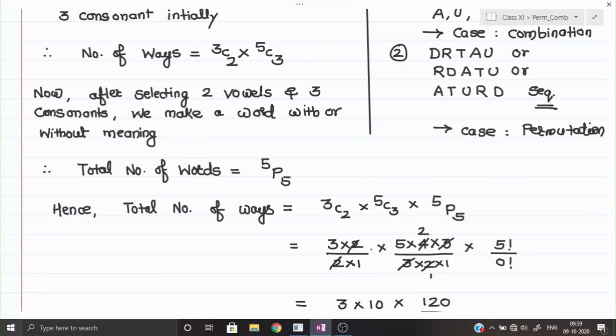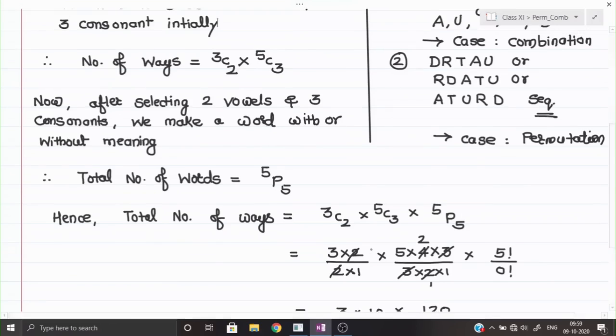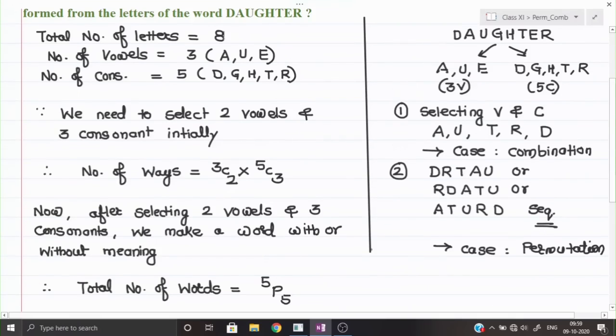Next time, in place of A and U, if I have selected A and E, and in place of T, R and D, if I have selected another 3 consonants, maybe one combination will be repeated, but some other letters may also come, then again the words that are going to form will be different, right? So here each and every time the letters will become different, and hence the words will also become different.